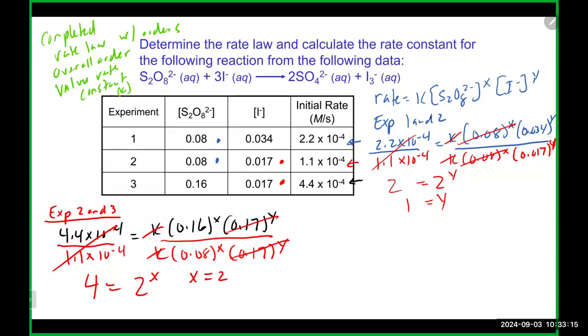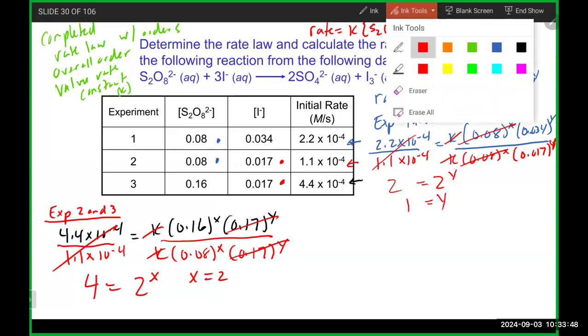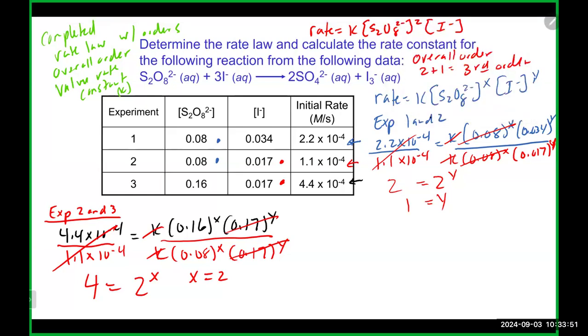That means that our completed rate law here would be the rate is equal to k times [S2O8 2-] squared, and [I-] again to the first. That means the overall order of this reaction is going to be 2 plus 1, which is third order overall. The last thing that we have to do now that we have the actual completed rate law with the orders is we can calculate the value of the rate constant.